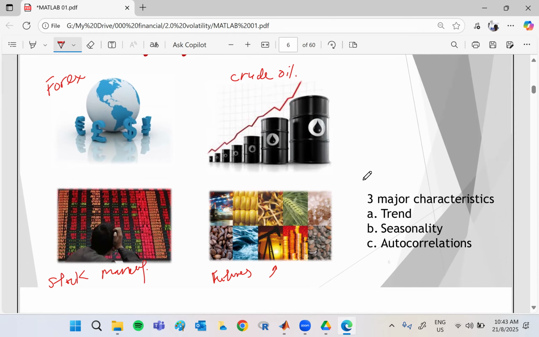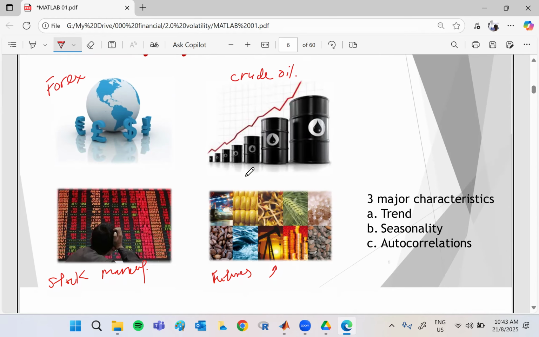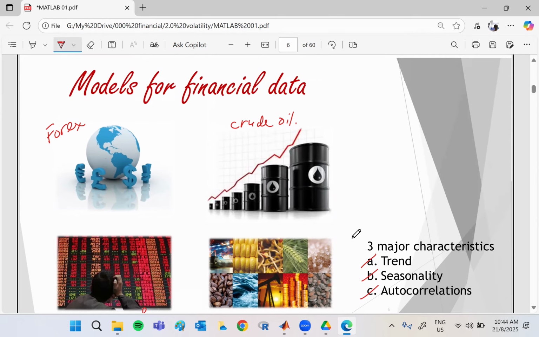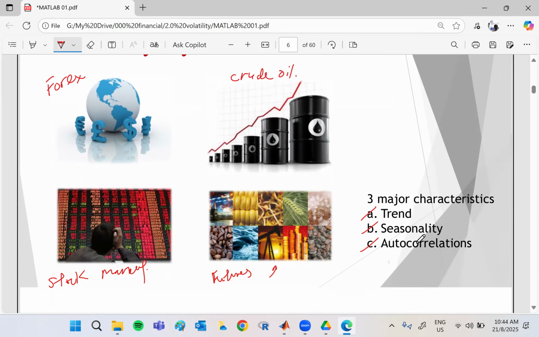All of these financial data sets can be categorized into three types of patterns: the trend, seasonality, and the serial correlation, or autocorrelation. The first two are quite easy to deal with, trend and seasonality. You have standard methods to deal with that. The financial data set we're going to involve in this analysis is more to the serial correlation, also called autocorrelation, in the financial data.